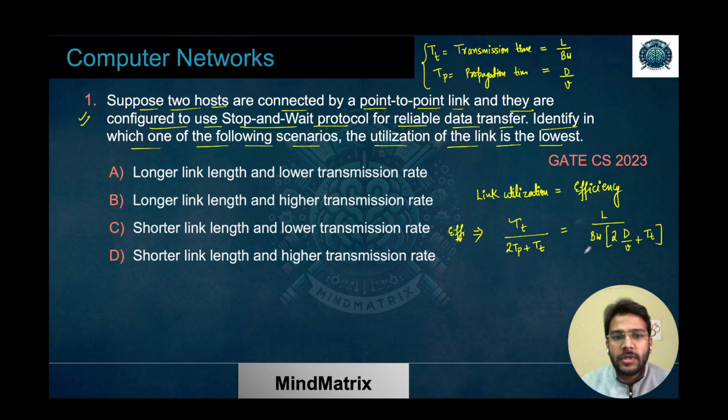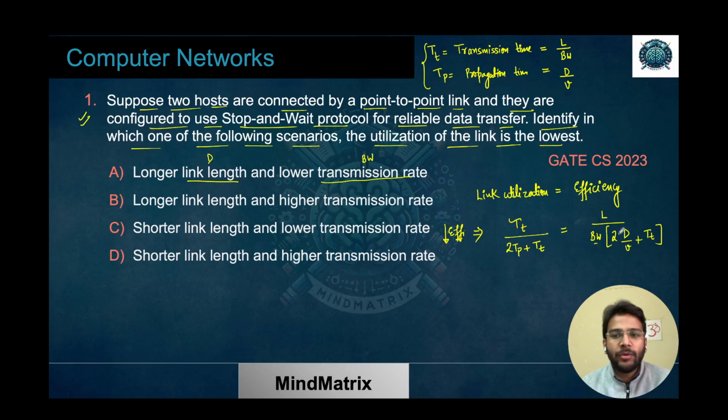Correct. Now if you see carefully, in the options it is talking about the transmission rate and the link length. So basically link length is nothing but your D value and transmission rate is nothing but your bandwidth. So we need to find out here, if I want my efficiency to be the lowest, in that case, as you can see, it is inversely proportional to bandwidth, and also it is inversely proportional to the link length, that is capital D, right? Which means if my bandwidth is higher, or we can say the link length is also longer, in that case efficiency will be low.